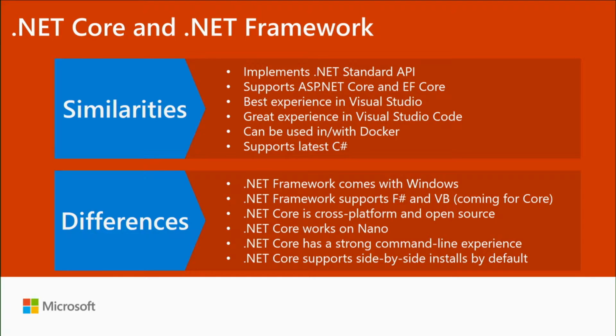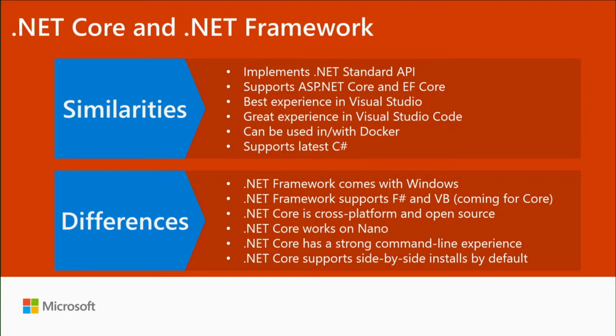And both support the latest C#. So the C# team, they're working on C# 7 right now. It'll support .NET Framework and .NET Core at the same time. Difference is, .NET Framework comes with Windows. .NET Core doesn't come with any operating system. It comes on top when you put it there. .NET Framework supports F# and VB. Those are still coming for Core. We're working quite a lot with F# and VB teams on that.